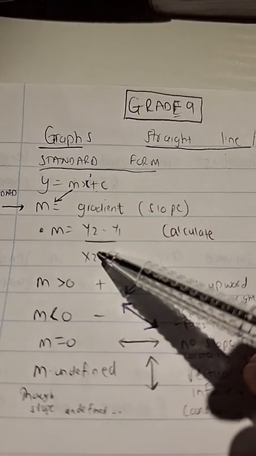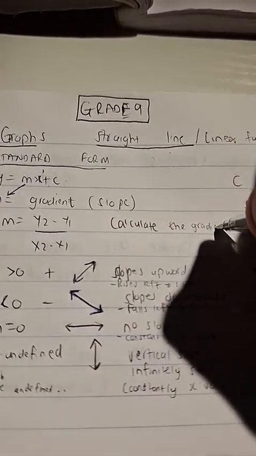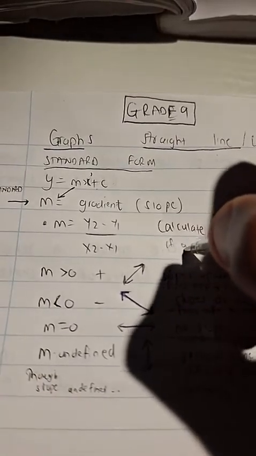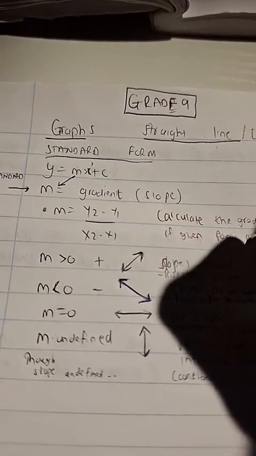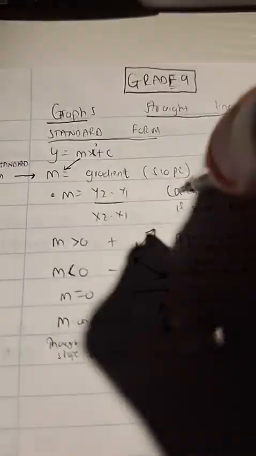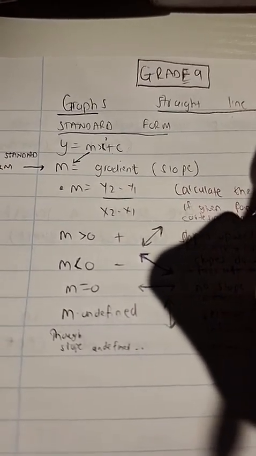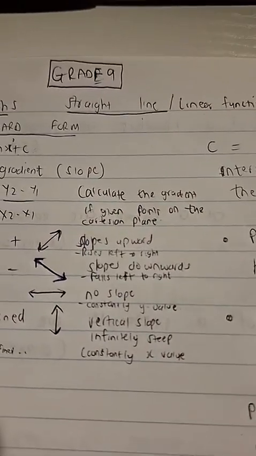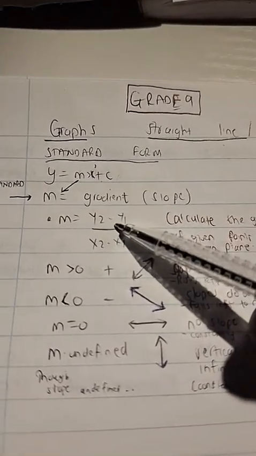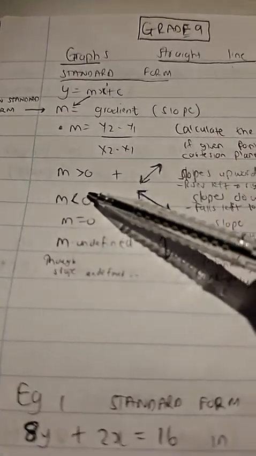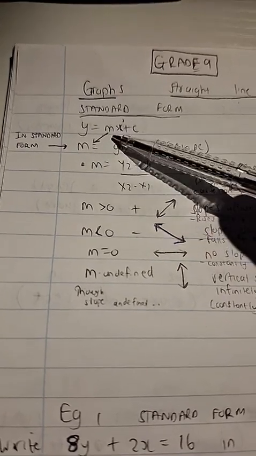But if we want to calculate it, this formula is used to calculate the gradient if given points on the Cartesian plane. So if we are given points, coordinates, on the Cartesian plane, then we can use this formula to calculate the gradient.